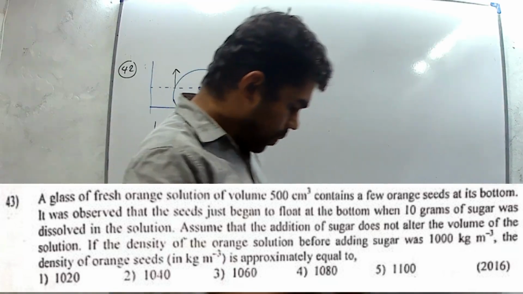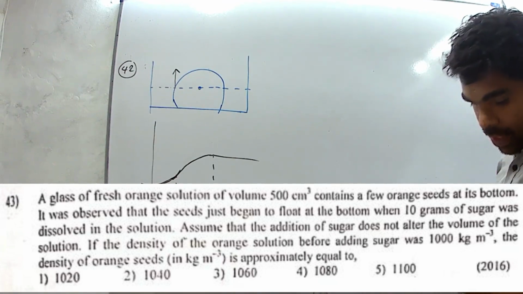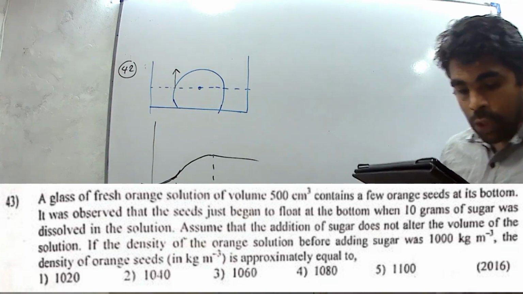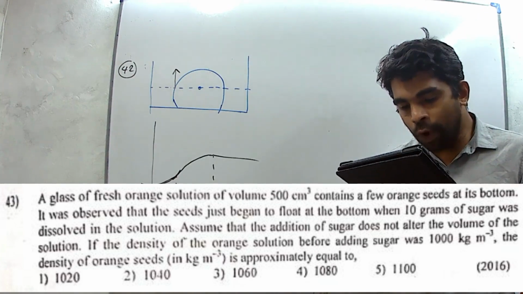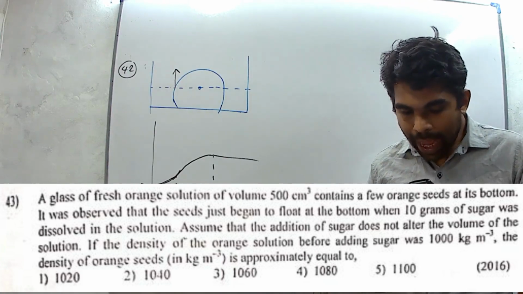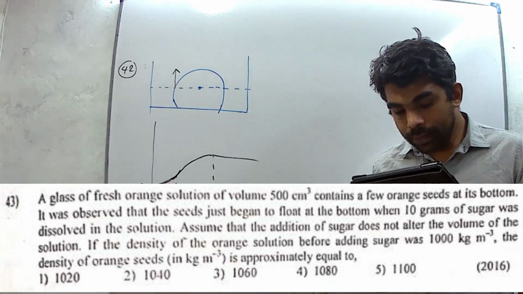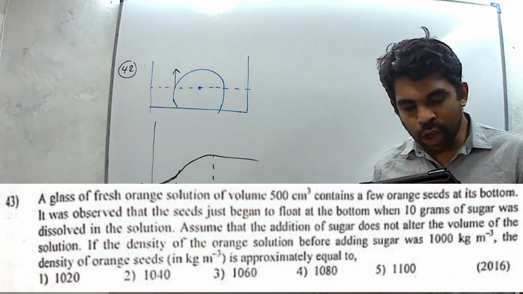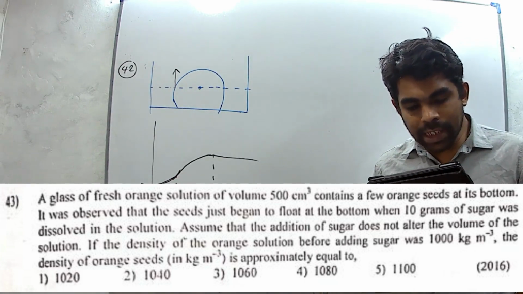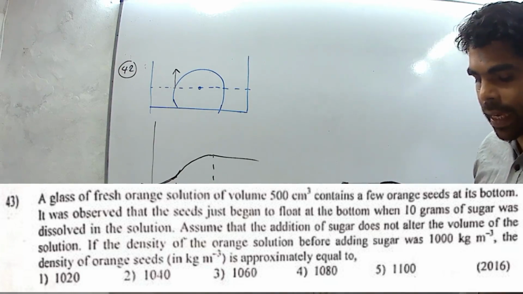Question 43. A glass of fresh orange solution of volume 500 cubic centimeters contains a few orange seeds at its bottom. It was observed that the seeds just began to float when 10 grams of sugar was dissolved in the solution. Assume that the addition of sugar does not alter the volume of the solution. If the density of orange solution before adding sugar was 1000, then the density of orange seeds in kilogram per cubic meter is approximately equal to.